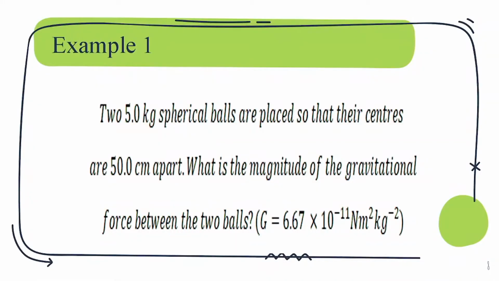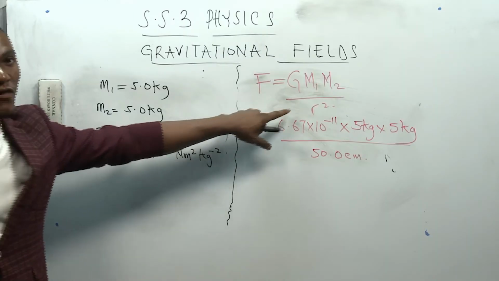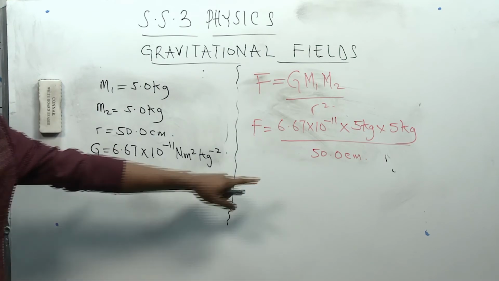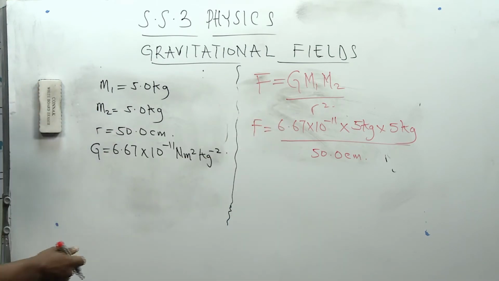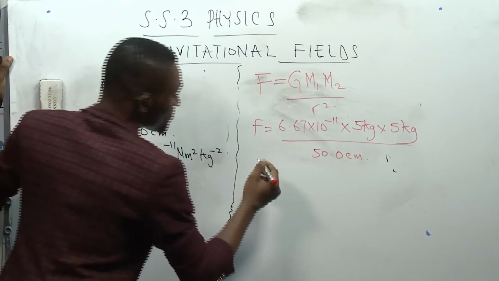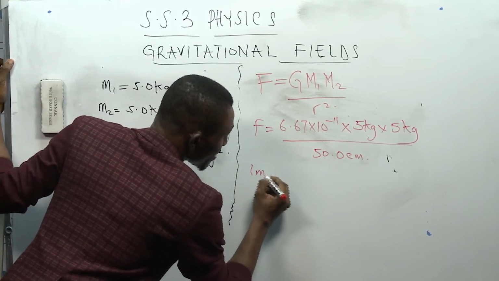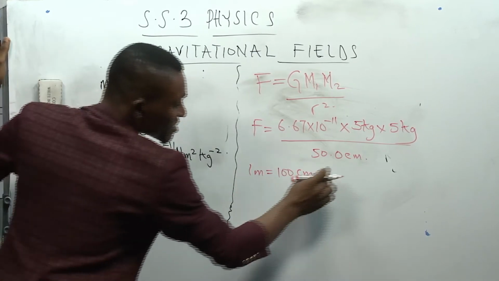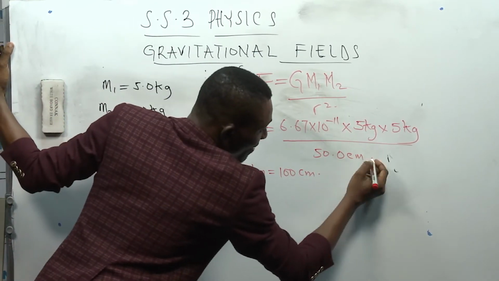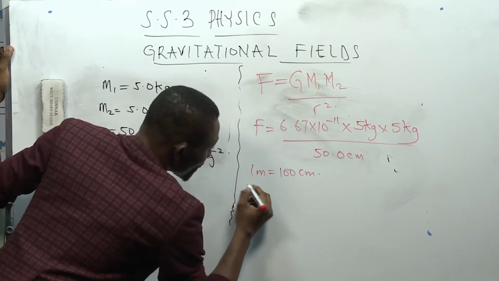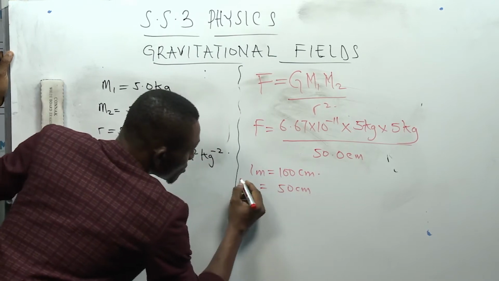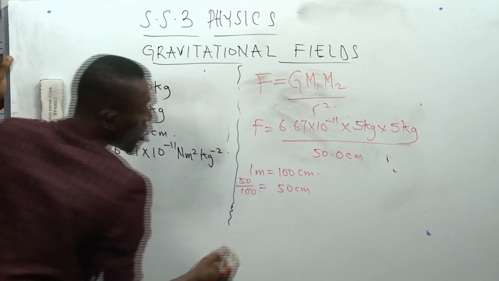The problem is that centimeter is not the SI unit for what? For distance. So that means we need to convert our centimeters to meters, which is the SI unit for distance. And we know that 1 meter is equal to 100 centimeters. So to convert this to meters, we have to divide by what? By 100. So 50 centimeters will be equal to 50 divided by 100.